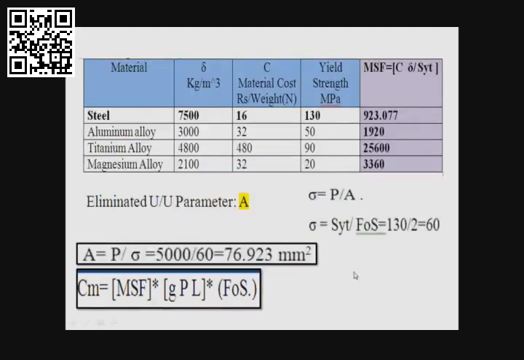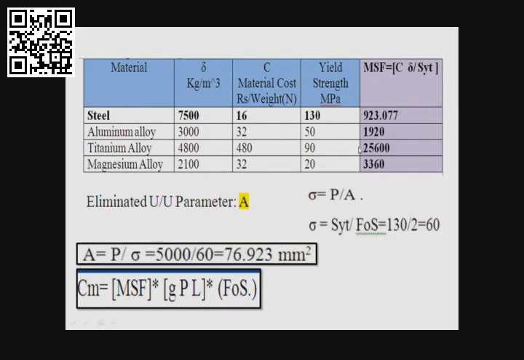So how many materials are given in the problem? There are 4 materials given: steel, aluminum alloy, titanium alloy and magnesium alloy. Density is given, material cost is given per Newton, and yield strength is given. From the previous slide we got the MSF equation, C into delta divided by SYT. We need to calculate this value for all the 4 materials.